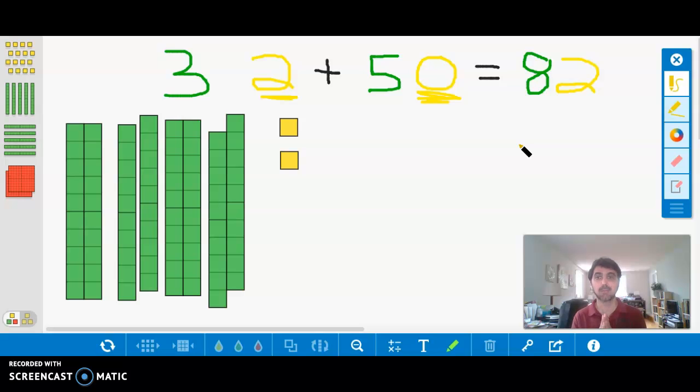Okay, so the next time we get together, we're going to talk about this using a hundreds chart, but we're noticing that when you add 10s, multiples of 10s, right, to a number, you just need to add those 10s digits. So here you've got 3 tens plus 5 tens gives you 8 tens, and you still have 2 ones because you didn't add any ones.